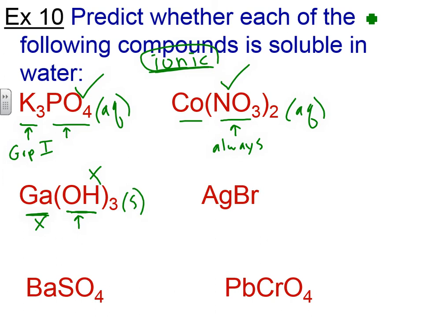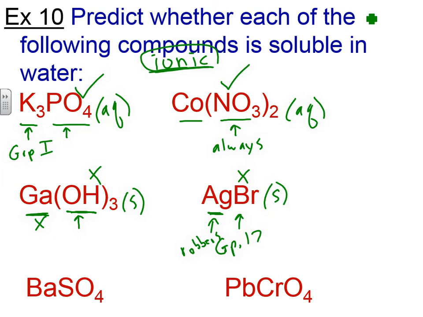How about silver bromide? Now here we have a group 17 ion, halogen ion. So we said that group 17 are always soluble except three exceptions. So they are soluble except the three robbers, and silver is actually one of the robbers. So because it's a robber, it makes an insoluble compound. We'll put an S behind it.